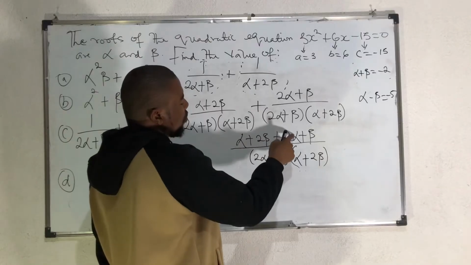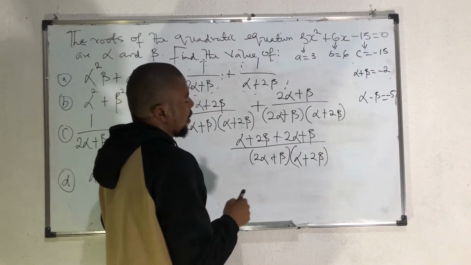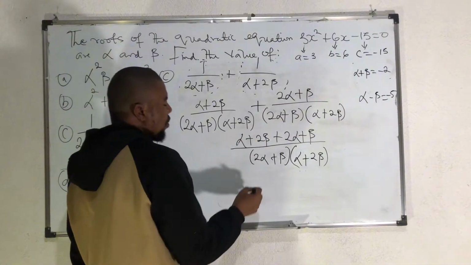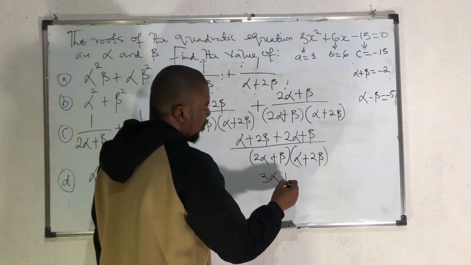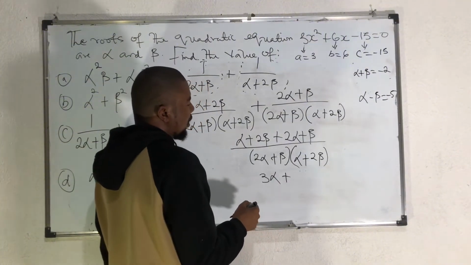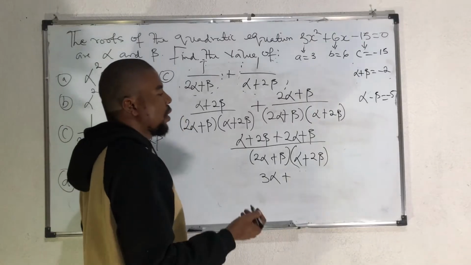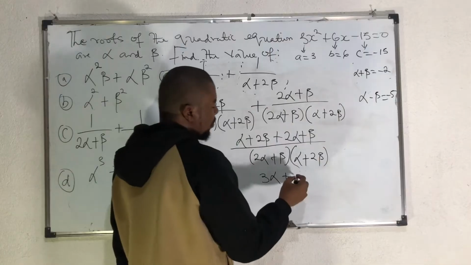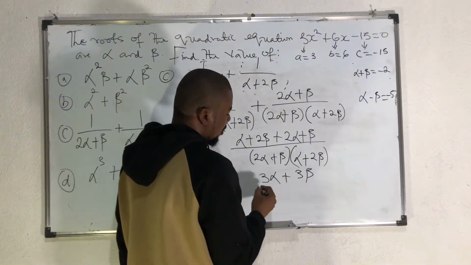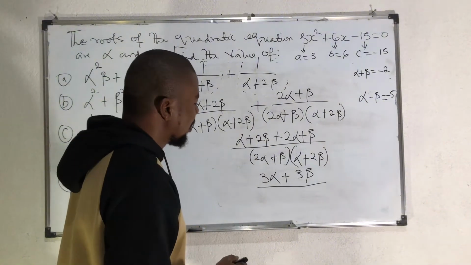Alpha plus 2 alpha, remember that they are the same. Alpha and 2 alpha are like terms. So alpha and 2 alpha will give you 3 alpha, plus, the next one here is 2 beta plus beta. They are also like terms, just like you have 2x plus x. Here we have 2 beta plus beta will give you 3 beta, over, we can also multiply the denominator.